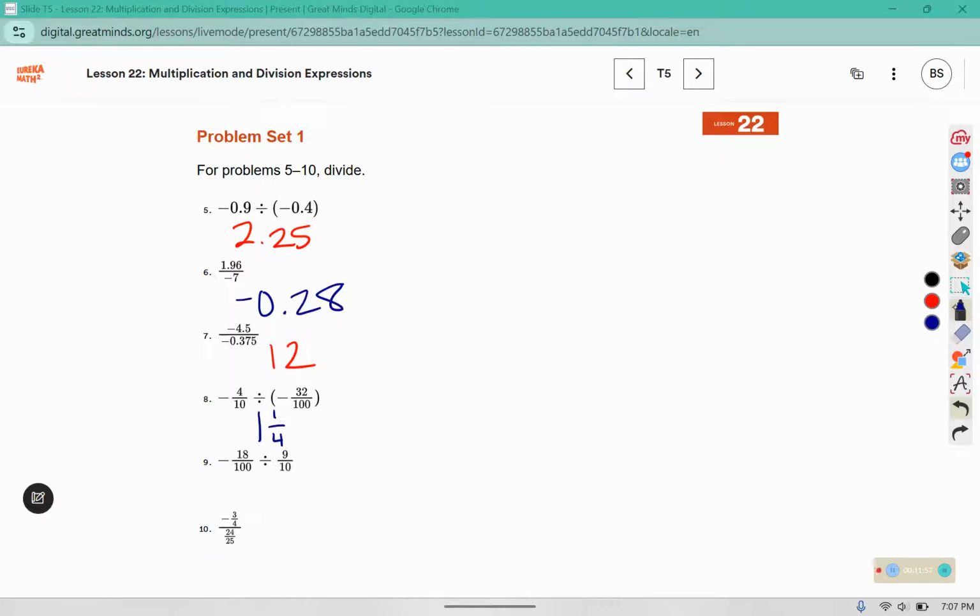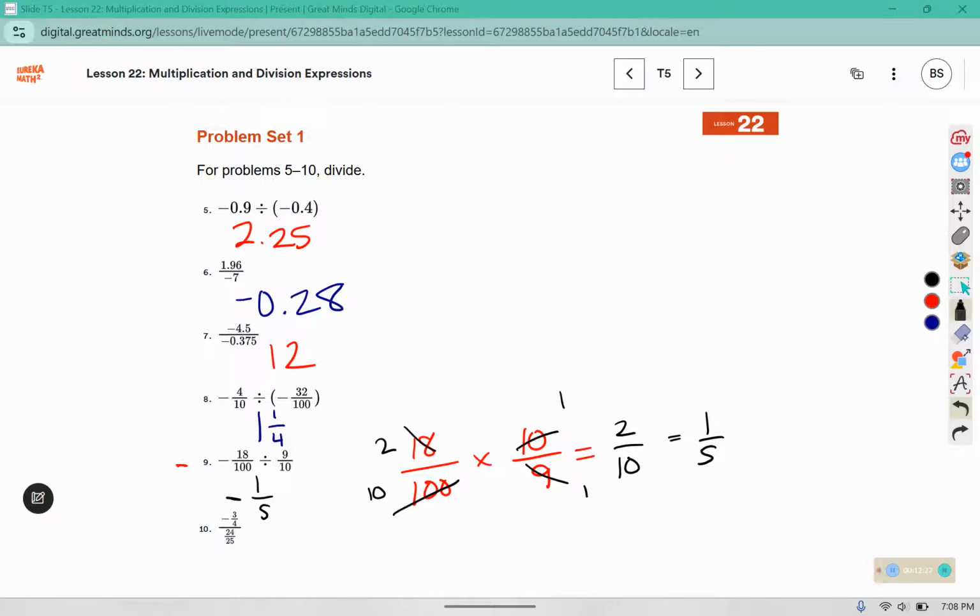Same thing for number 9. We can use the leave change method. I have a negative divided by a positive, so this one will be negative, times 10 over 9. You can also simplify as you go. 10 and 100 are both multiples of 10. 9 and 18 are both multiples of 9. 2 times 1 is 2. 10 times 1 is 10. Or we can reduce that to 1/5. Don't forget that it is negative.